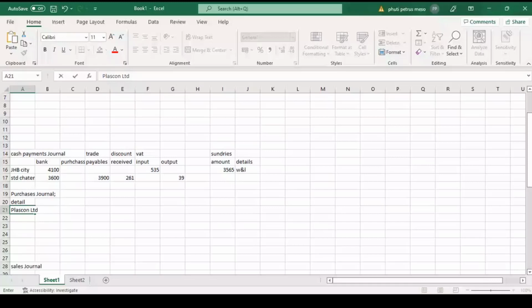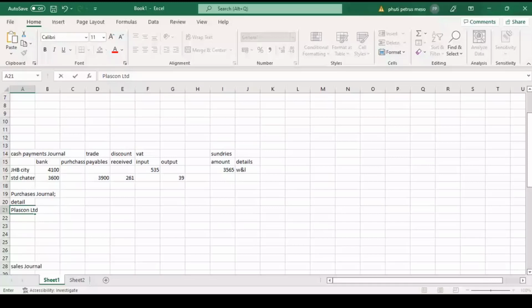And how do you record that? Recording will be in this way. Sorry, I think I moved to the wrong side of the sheet. So the recording will be 9,000 rand as your trade and other payables. So our creditors will be 9,000, and my VAT input will be 9,000 multiplied by 15 divided by 115.